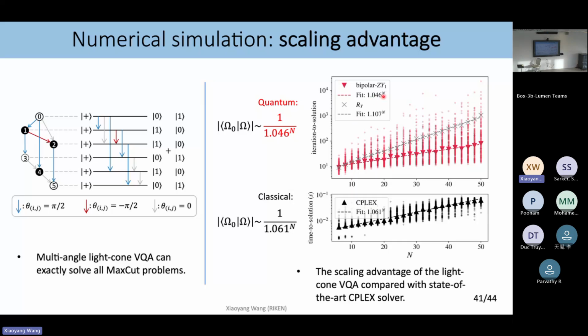Compared with the classical method, for example the state-of-the-art classical solver Cplex, it requires a time complexity of 1.061 to the number of qubits. So this time scaling of 1.046 indicates that it has a scaling advantage compared with the best known classical method.